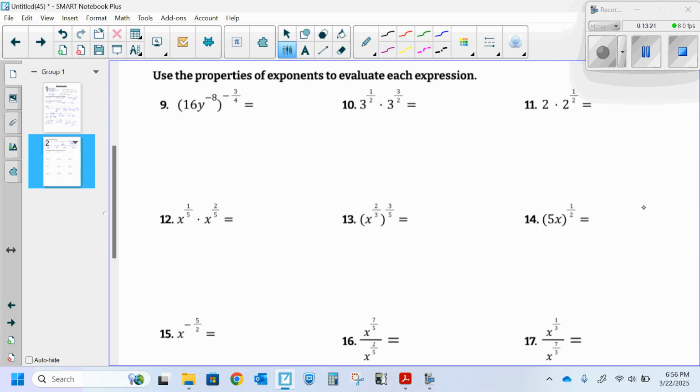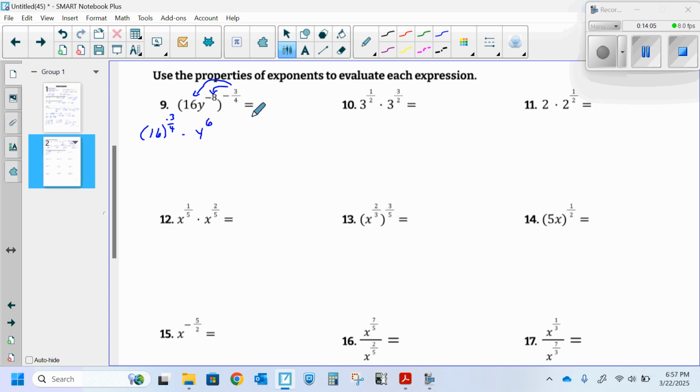All right, use the properties of exponents to evaluate each expression. You have a choice here of how you want to approach each of these problems. I personally like to get rid of the outside exponent first. If it has an outside exponent, outside of parentheses, I tend to get rid of that first, as opposed to dropping this whole thing down to the bottom of a fraction. So everything in here is being raised to the negative 3/4 power. So I use my properties of exponents and I say, well, that's going to be 16 to the negative 3/4 times y, and then I'm going to multiply these. So negative 8 times the negative 3 is 24. 24 over 4 is 6. So that guy is taken care of.